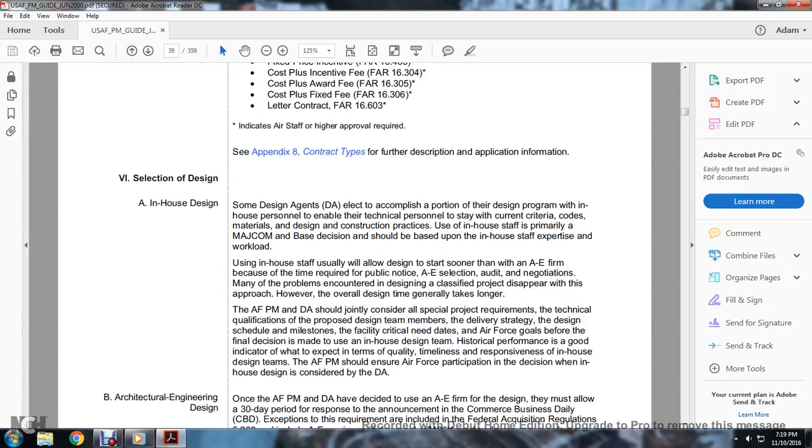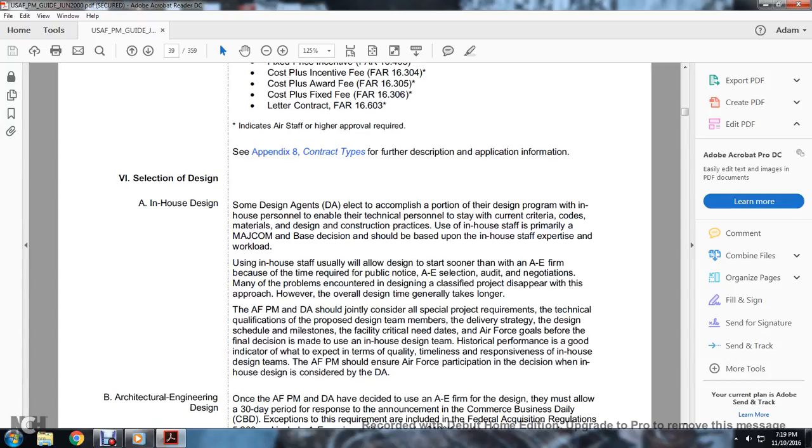6. Selection of design. A. In-house design. Some of the design agents elect to accomplish a portion of the design program with in-house personnel, enabling the technical personnel to stay current with criteria and codes. The material, design, and construction practices are used in-house. The primary major command-based decision should be based upon the in-house staff expertise and workload.